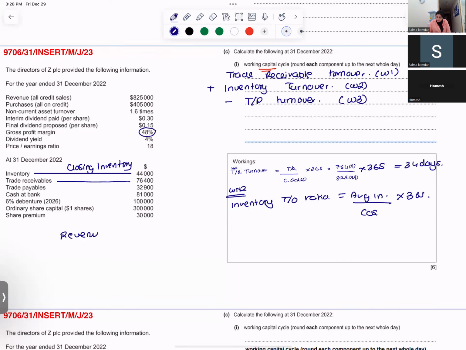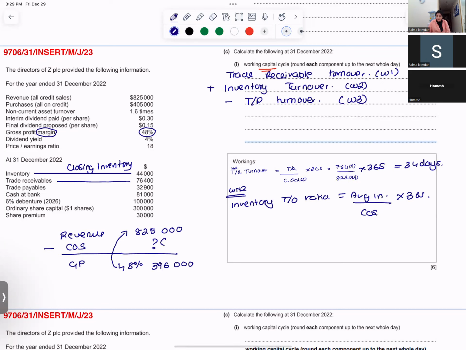Can I say revenue minus cost of sales gives me gross profit? Yes, it does. Revenue is how much? 825,000. Cost of sales, I don't know. But I would say my gross profit is 48% of the revenue because it is margin on sales. So 48% of 825 is how much? 396,000. Are you sure? Yes, I calculated it.